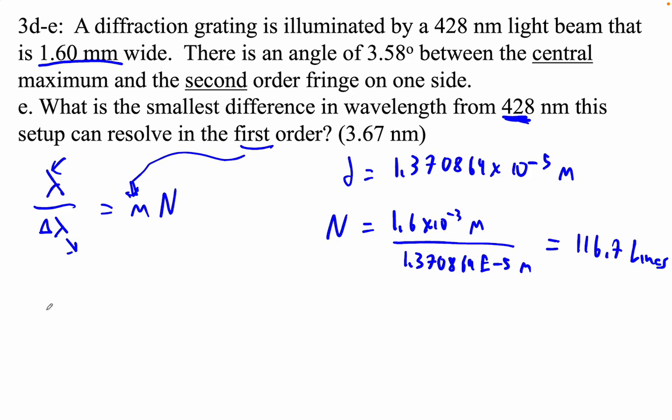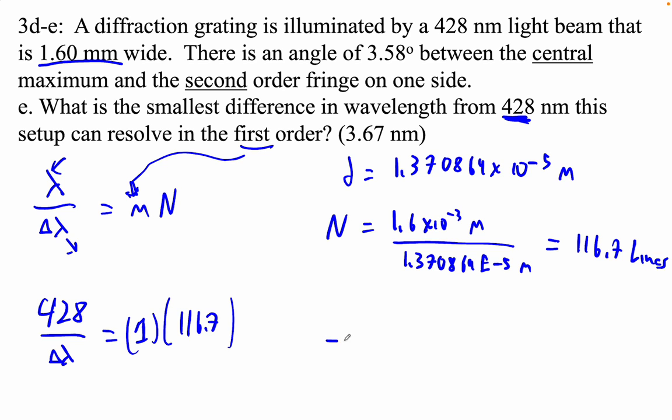Now we can set this thing up. So we've got 428 divided by the thing we're trying to solve for, which is equal to 1, the first order, right? Times N, which is 116.714, et cetera, right? All right, so I guess it's 428 divided by this. So I'm going to go 428 divided by the number I just got.